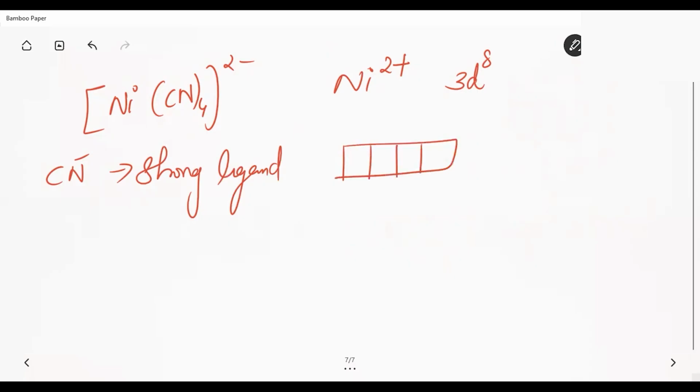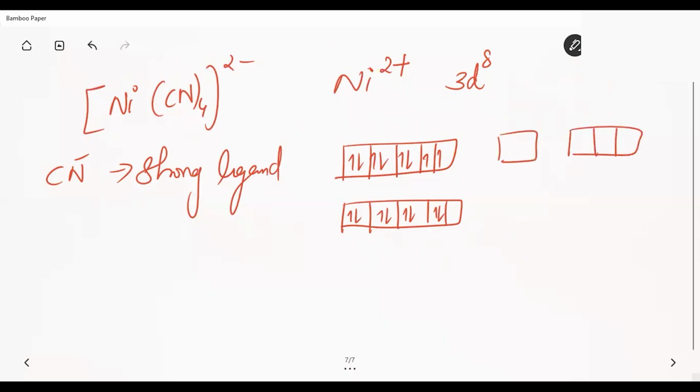So 3d8, right? It was 3d8: 1, 2, 3, 4, 5, 6, 7, 8. It is forced to pair up, which means it will become 1, 2, 3, 4, 5, 6, 7, 8, with one vacant orbital here. And here 4s is there, 4p is also there. 3d8, 4s, 4p. We have to make 4 orbitals, right?